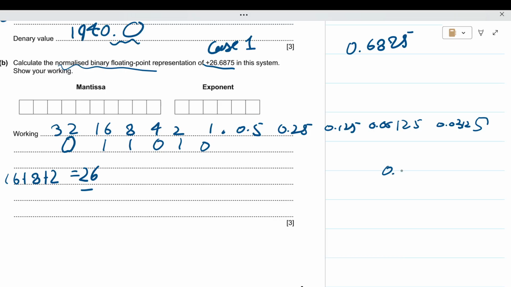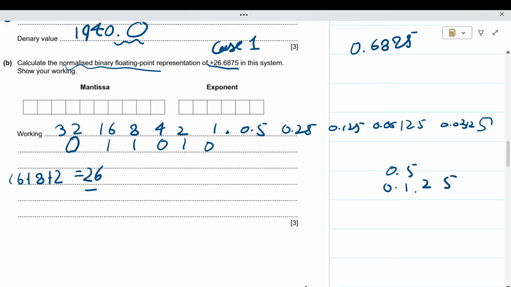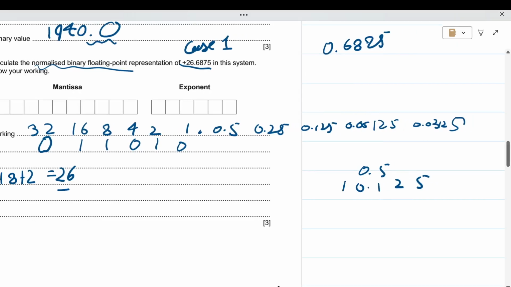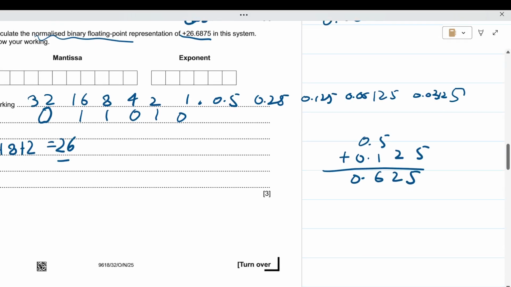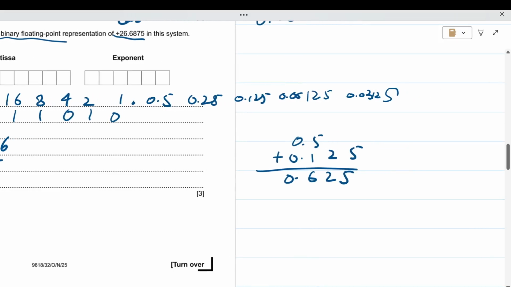It's going to be 0.5 plus 0.125, right? So it has to be 0.625, right? I think we are close enough. Yep, I think we are close enough. So now, what if we add 0.0625 to it? Nah, that is not going to be the case. Just give me another second.